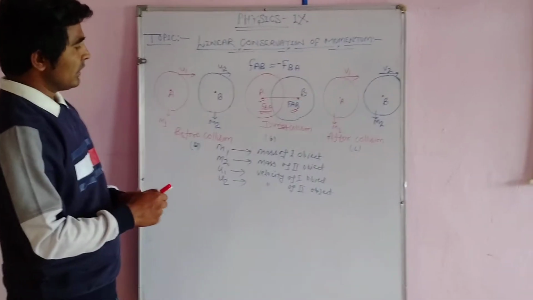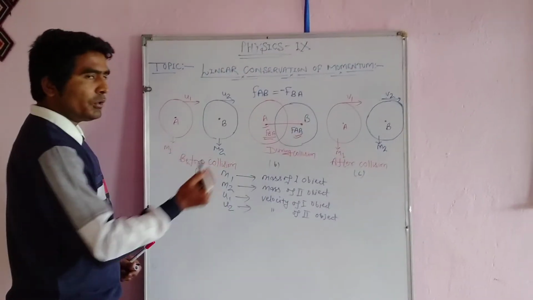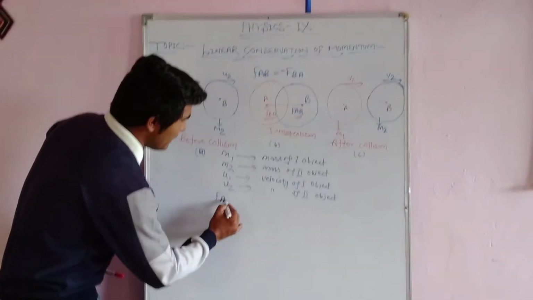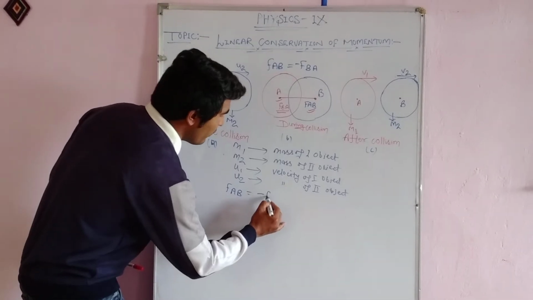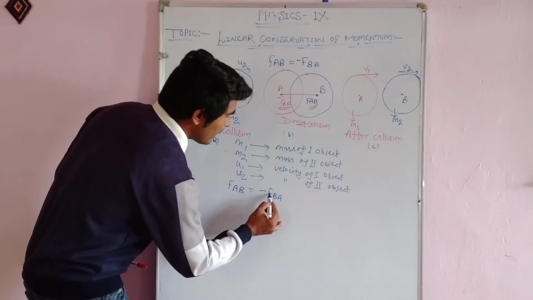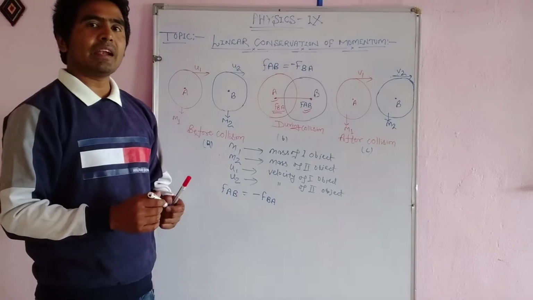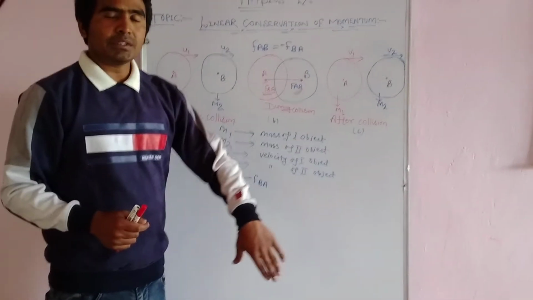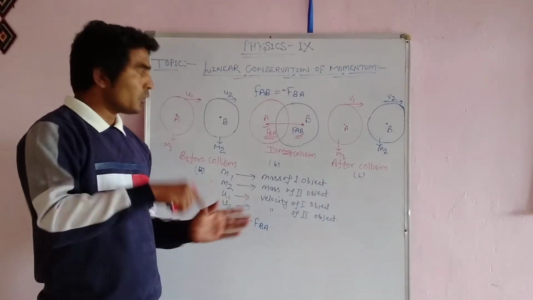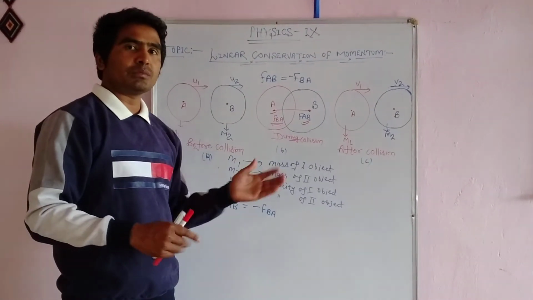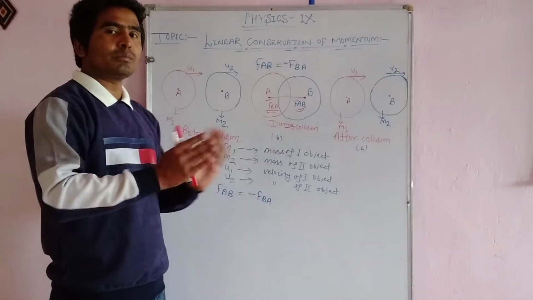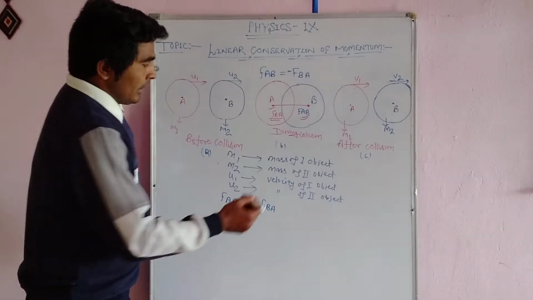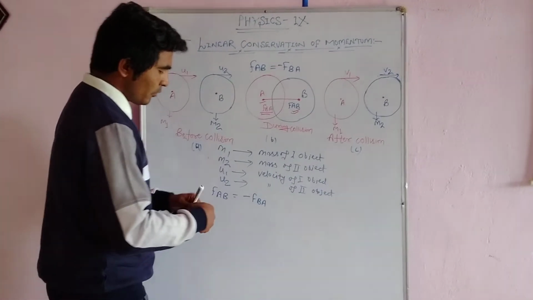Now, dear students, we are going to prove linear conservation of momentum. FAB should be minus FBA. The minus sign indicates that the force applied by the first object on the second object is equal to the force applied by the second object on the first object, but the direction is opposite.